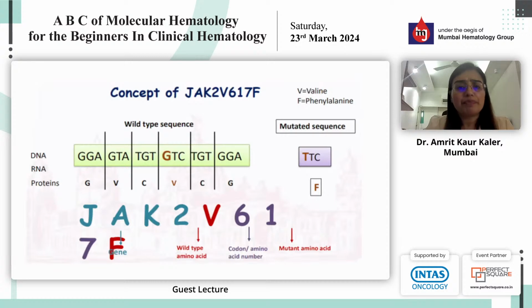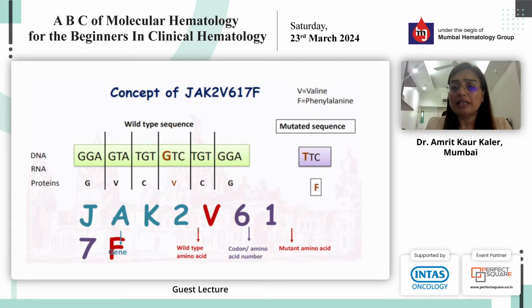So I'll just explain. This is a sequence which we see in JAK2. This is the wild type, in which you see a G here. But if it is mutated, you will see the G is replaced by T. So you have JAK2. When GTC is there, you have a valine. That is the protein which is coded. So V, at codon 617, now this V is replaced, with the T, by phenylalanine. So that is why it is known as F. This is how the annotation of that particular mutation is done.